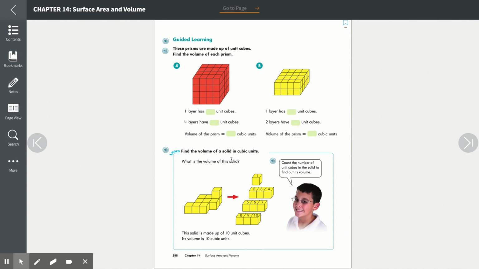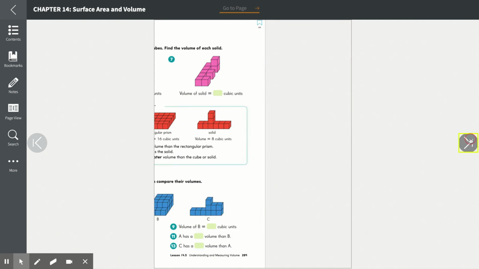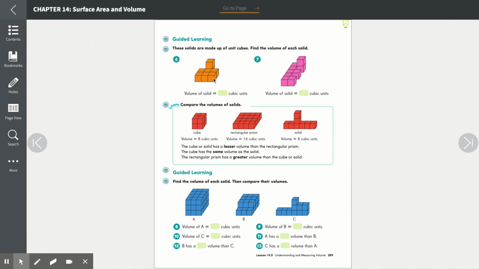You can find the volume of a solid in cubic units, even if it's not a solid with different layers in it. This solid is made up of 10 unit cubes. So we have 1 on the top, and then on the bottom layer, we have 2, 3, 4, 5, 6, 7, 8, 9, and 10. So these solids are made up of unit cubes. You'll have plenty of time to practice this in your workbook, so we're not going to count these. You're going to compare the volumes of solids by counting them and then seeing which one has less volume and which one has more volume.